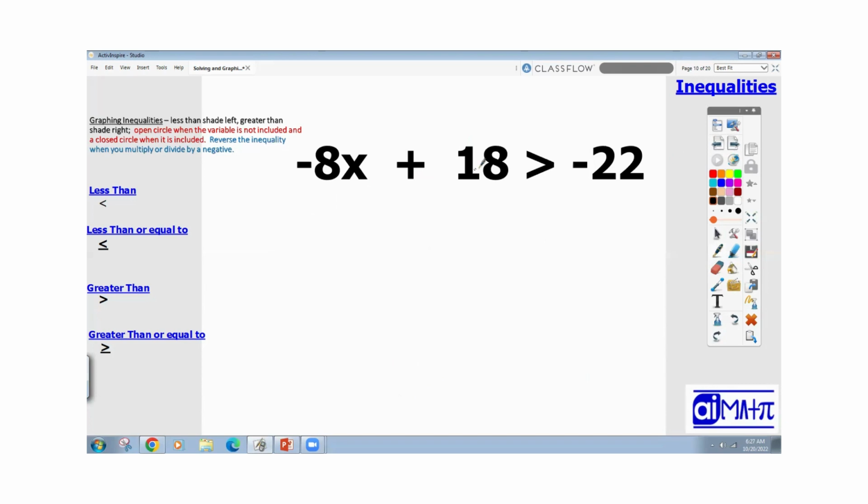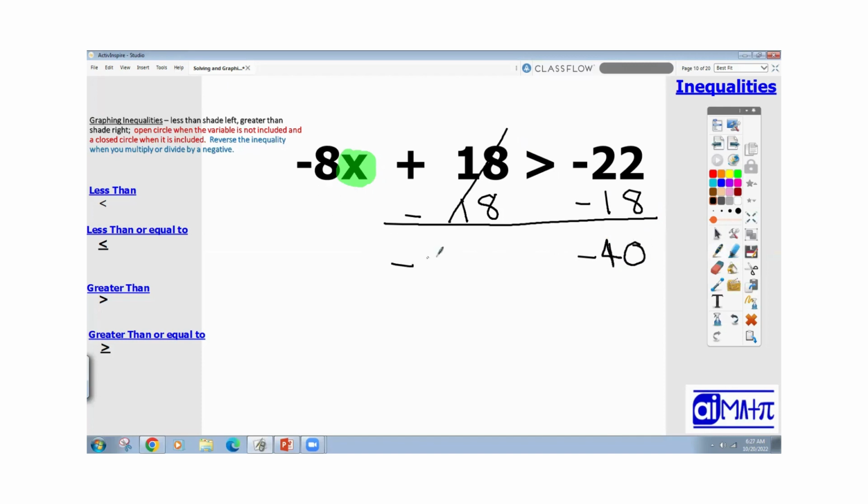Negative 8x plus 18 is greater than negative 22. My concern is this x. And I look at what happens to it. It's being multiplied by negative 8 and then adding 18 to it. So the opposite of adding 18 is what I'm going to address first, and that would be subtracting 18. 18 minus 18 is 0, so we cancel that out. Then we have a negative 22 minus 18. Because both of these signs are the same, I'm going to add them and keep them the same. So this would stay negative 40.